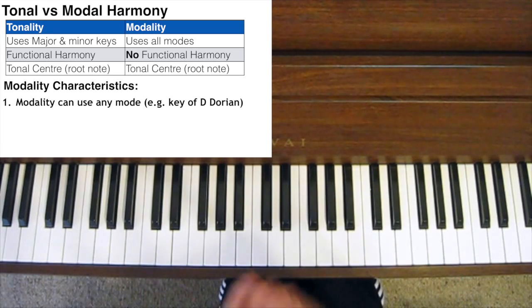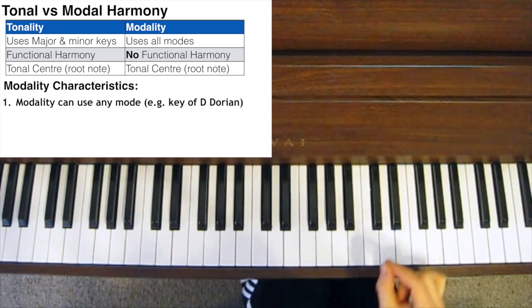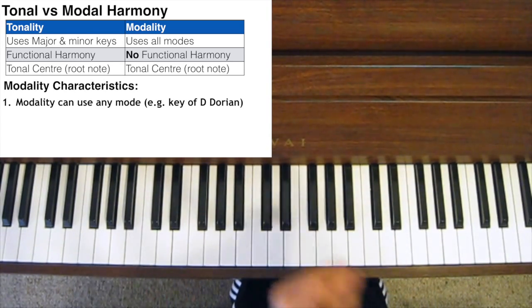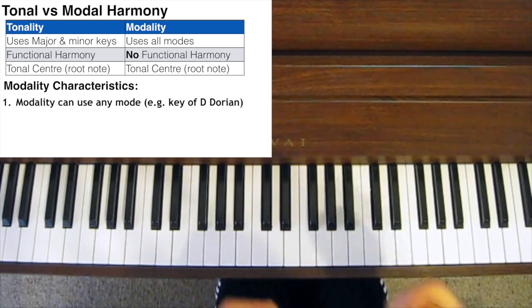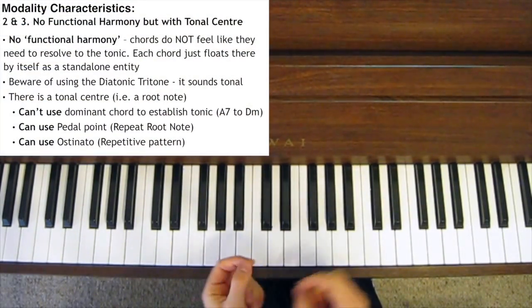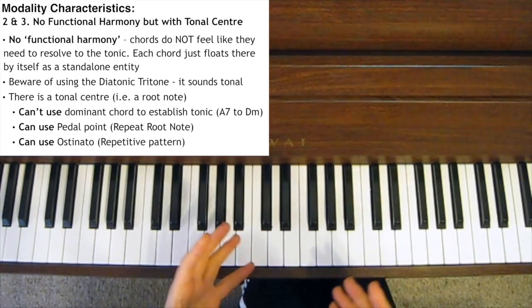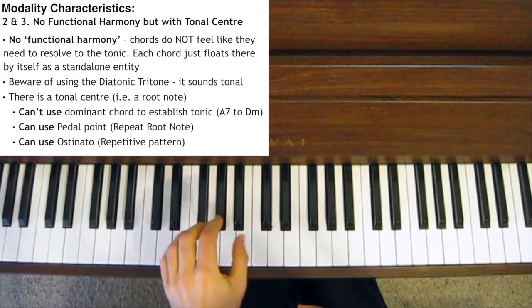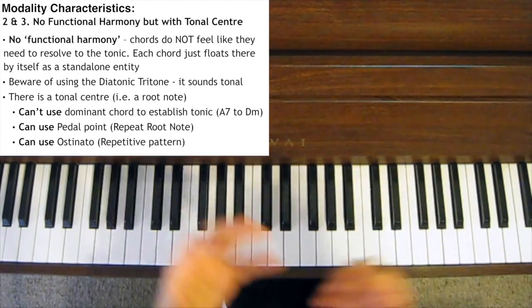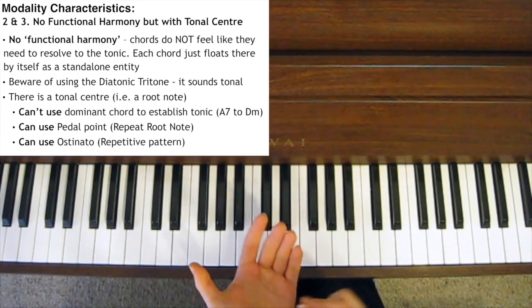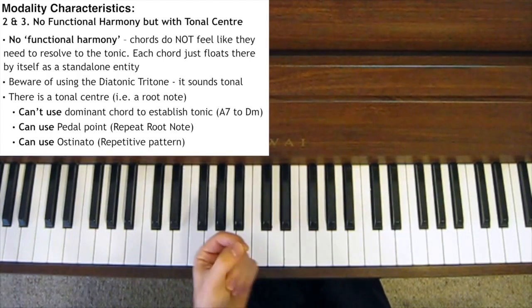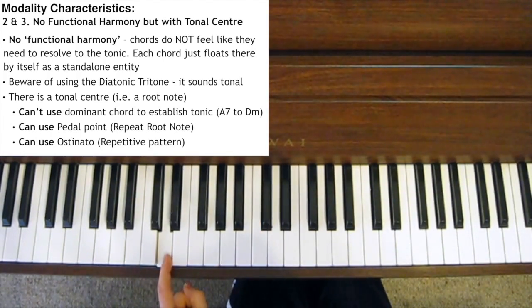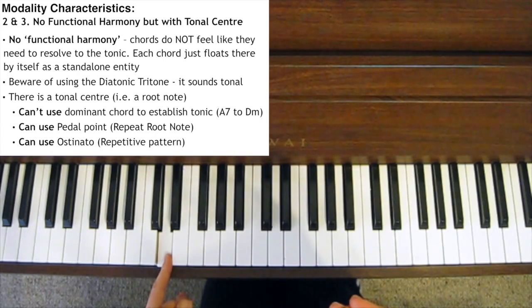Now similarly, let's just break that down. Again, modal music does not just use major and minor keys, it also uses all of the different modes as keys. So for example, you could have a song in the key of D Dorian. Chords do not serve a harmonic function, so you don't have to worry about classifying chords as predominant, dominant, or tonic like you would in tonal music. However, there is still a tonal center, so as I just mentioned, a song can be in the key of D Dorian with the note D being the tonal center, that is, the root note.